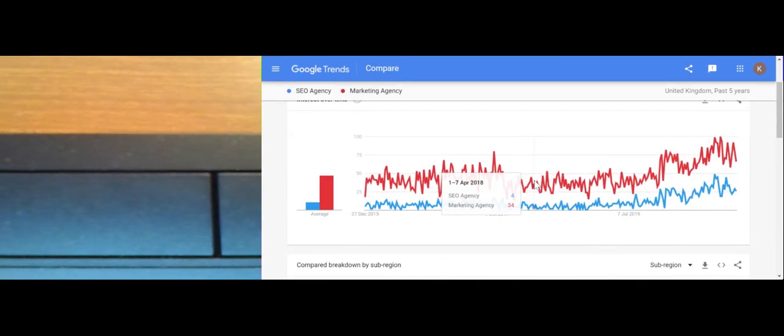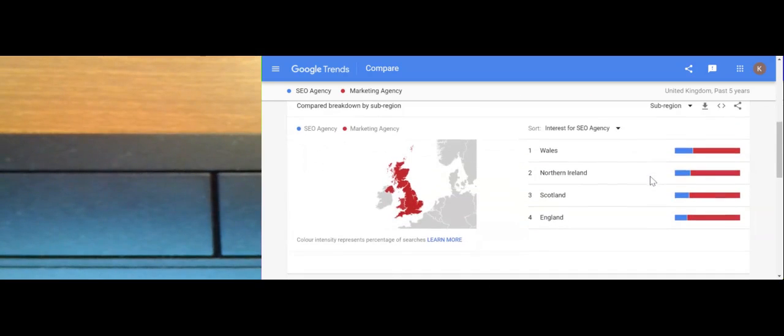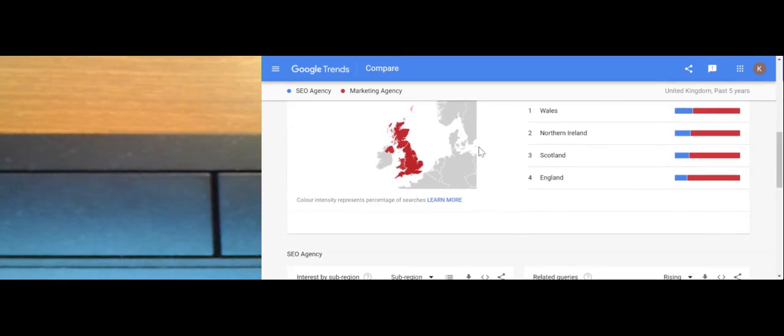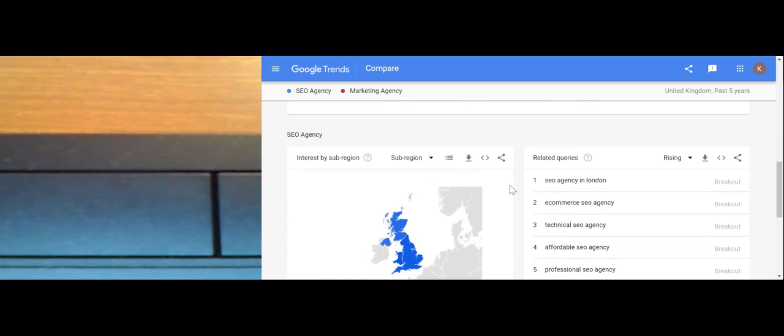If you hover over the line graph, it will show you accurate figures. If you scroll down, it shows you a breakdown by sub-region. And then further down than that, it looks at each specific keyword and then gives you more information about related queries.